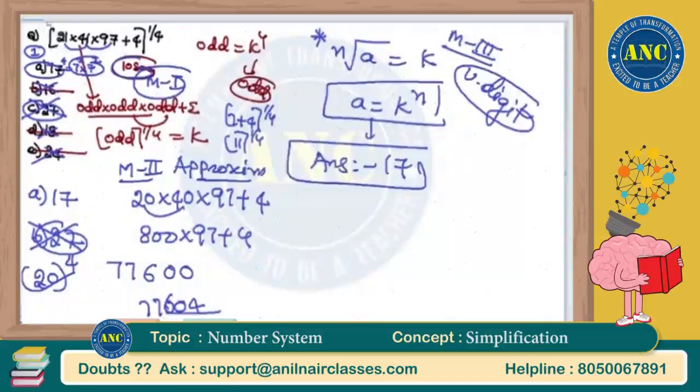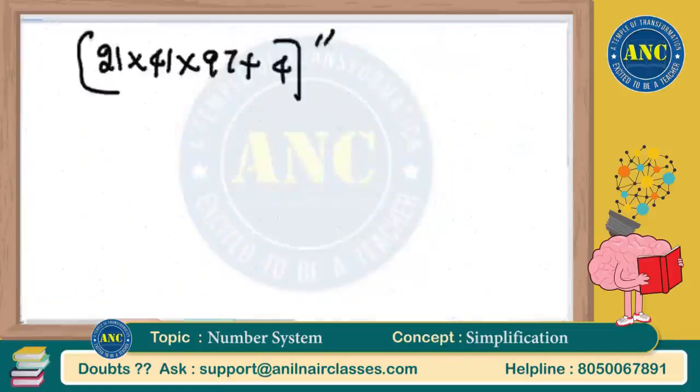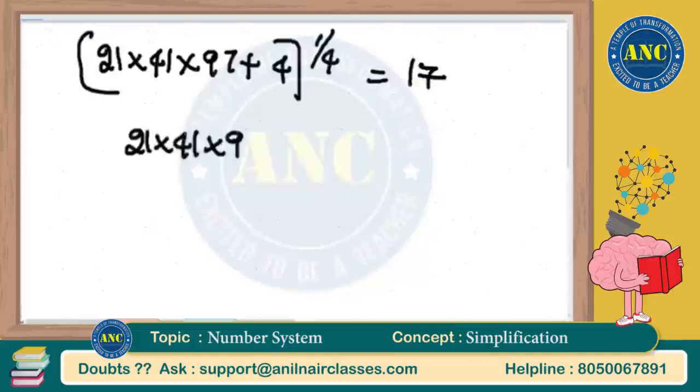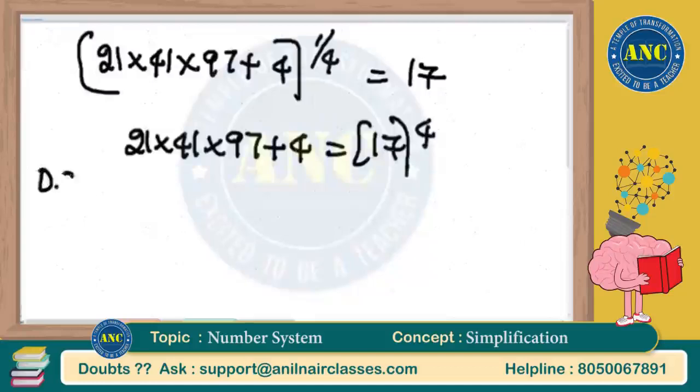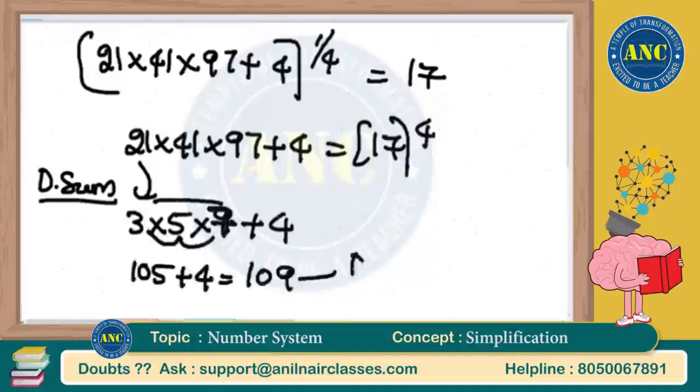Right? You can also solve like this. 21 into 41 into 97 plus 4 power 1 by 4. I picked out the answer as 17. So move it to the right hand side: 21 into 41 into 97 plus 4 is 17 power 4. You can cross check by using digital sum whether it is right or wrong. This is 3, this is 5, this is 9, and it is 4. It is 7 and 4. 7 5s are 35, 35 3s are 105, 105 plus 4 is 109. 109 digital sum is 1.